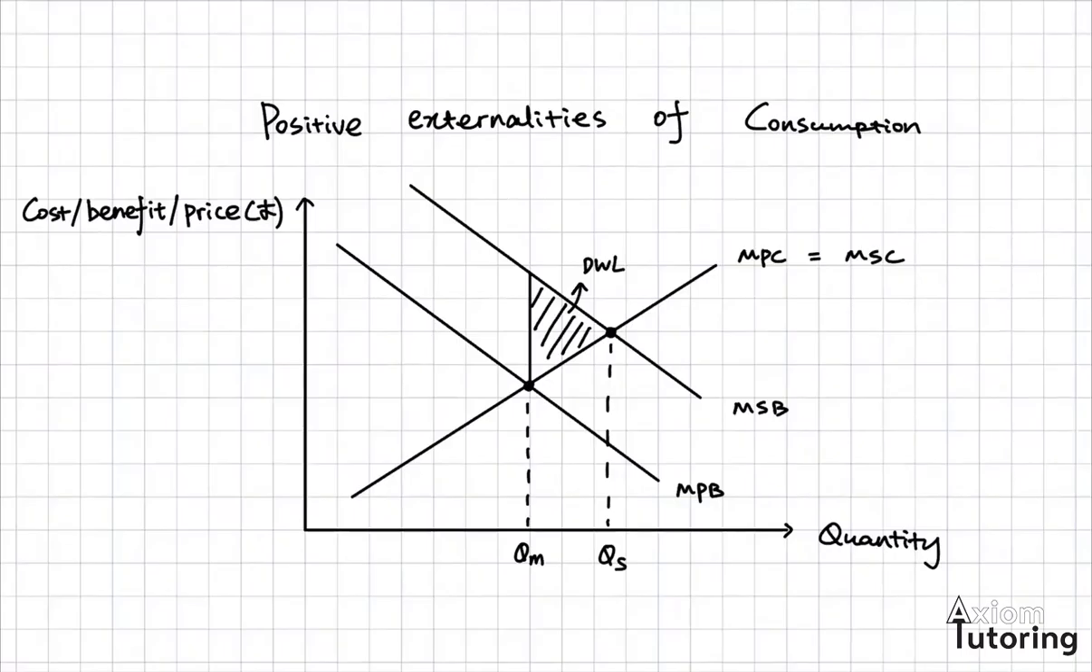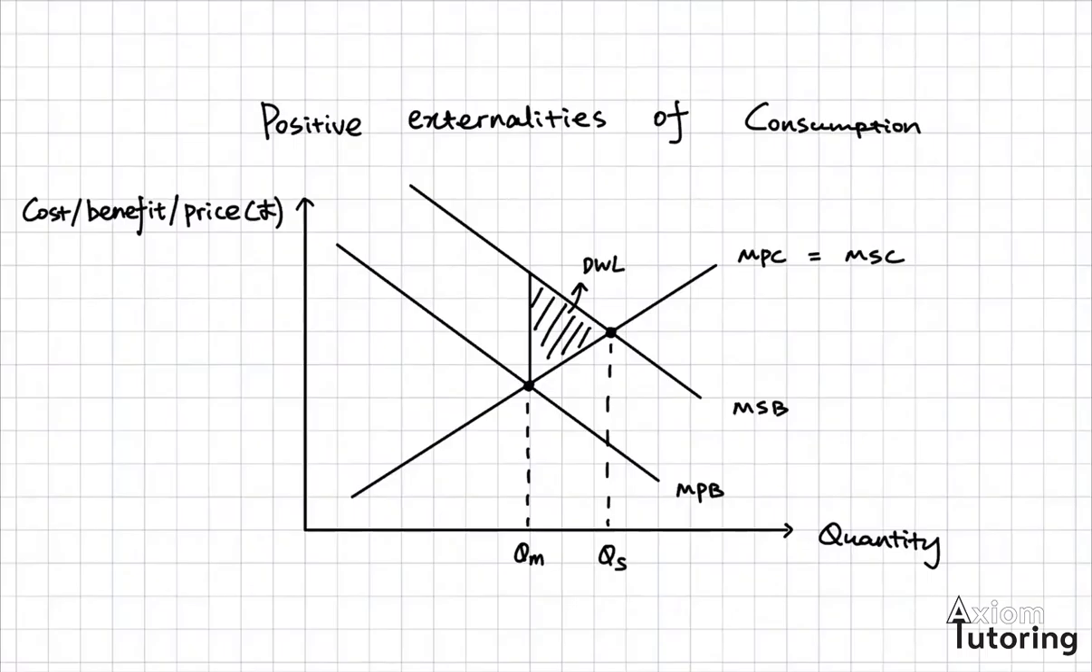So how can governments correct this market failure? Usually, governments intervene by providing subsidies, offering free vaccination programs, running public health campaigns, or making vaccines compulsory in some situations. These policies encourage greater consumption and help move the market closer to the efficient quantity.